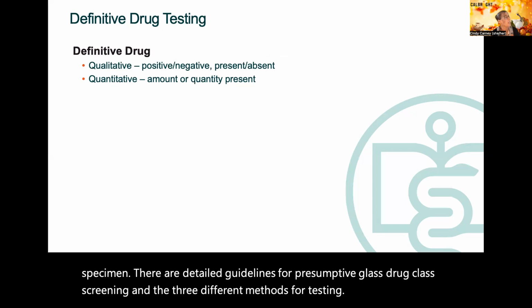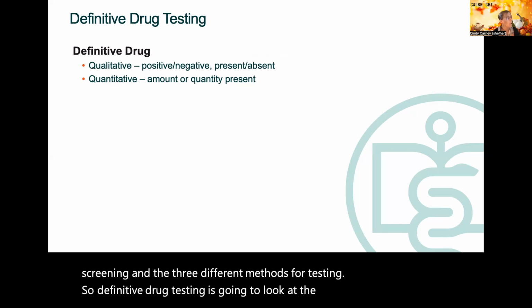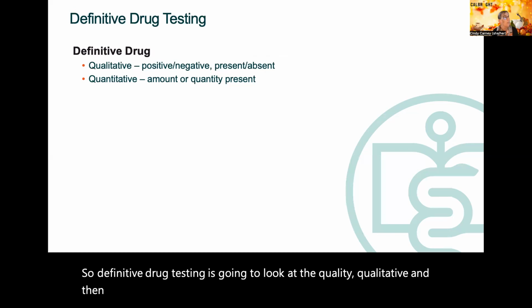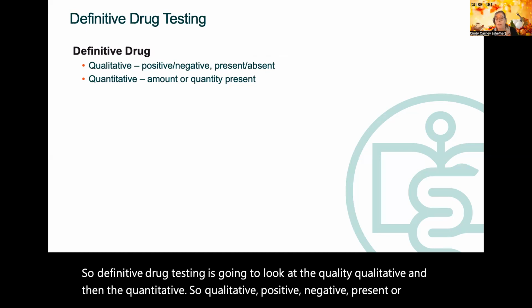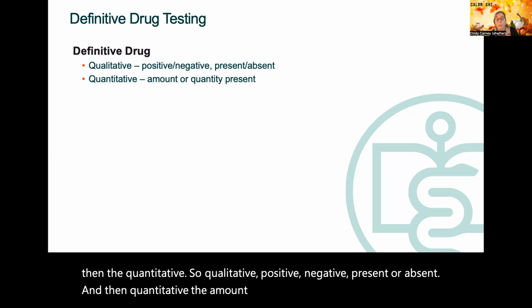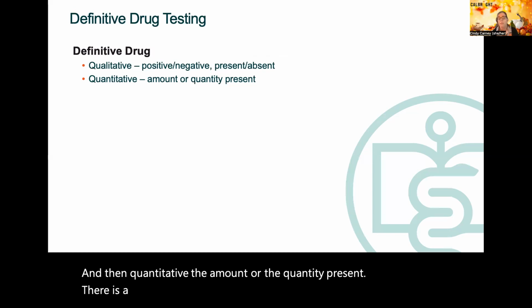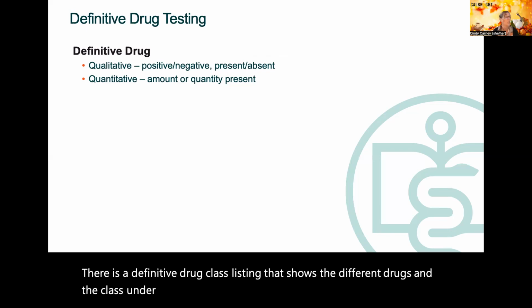So definitive drug testing is going to look at the qualitative and then the quantitative. So qualitative: positive, negative, present or absent. And then quantitative: the amount or the quantity present. There is a definitive drug class listing that shows the different drugs and the class under which the drug should be billed.